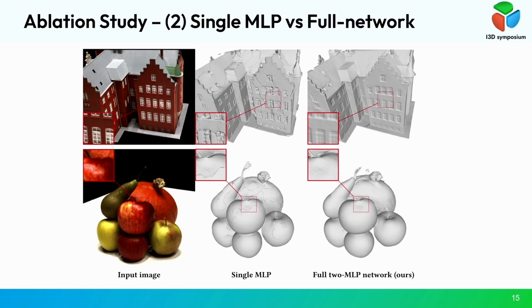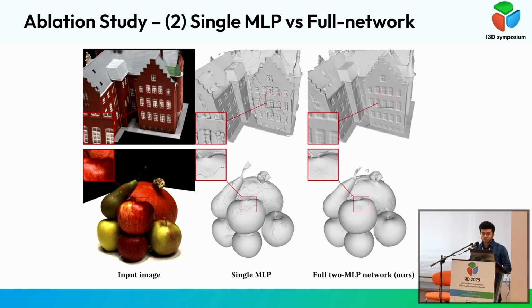In the first column, you can see the corresponding input that we have. And in the second column, we show the reconstruction quality results when we are only using a single MLP to output both the SDF value and the color value. Here we can see that the reconstruction has some artifacts, and the results are noisier. They aren't able to show the geometry of the input scene. While when we use the full 2 MLP network, we get better reconstruction quality.